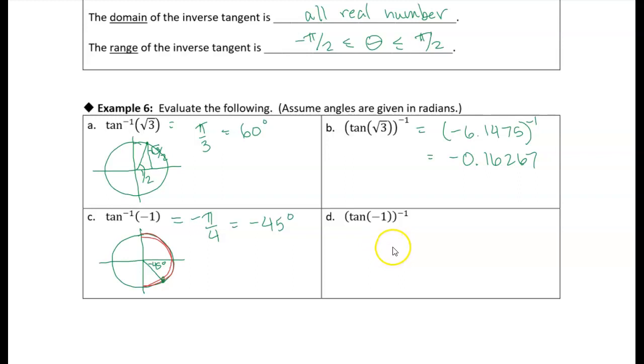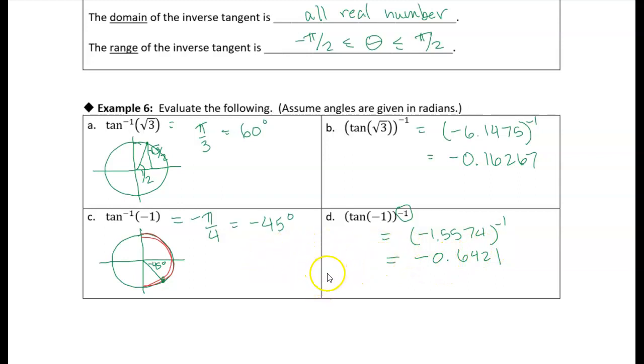All right. Let's take a look at this one here. Now, again, this is kind of the same problem, only now this is an exponent. It's not an inverse, right? So we put it in parentheses and put the exponent on the outside if we want the reciprocal of that tangent value. So I'm just going to put it into my calculator in radian mode, and I get -1.5574 to the -1. And then the reciprocal of that is -0.6421.